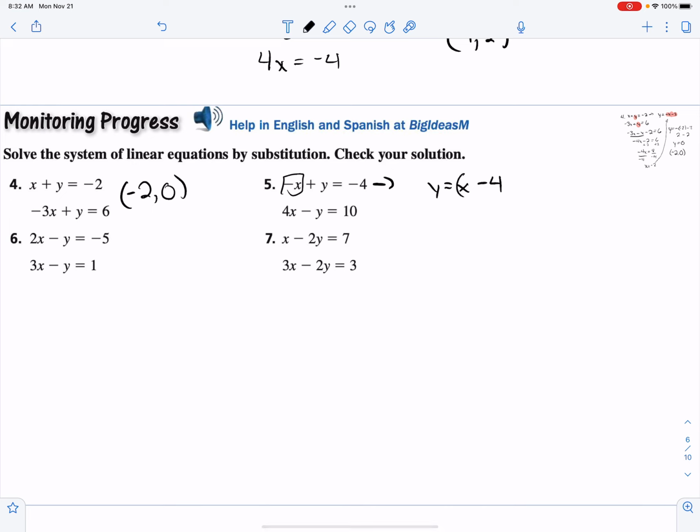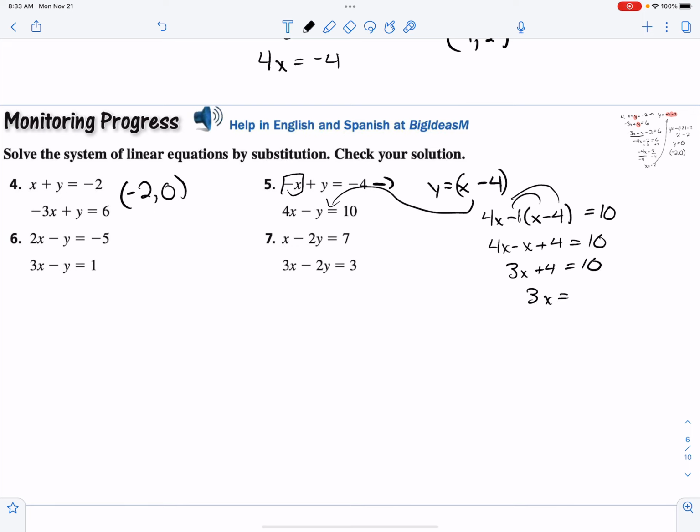I'm going to take x minus 4, and I'm going to plug it in for y. Now, the reason I put parentheses around it is because there's a negative sign in front of it instead of a positive. When I have a negative sign in front of it, that's going to do something different. I have to distribute the negative to both terms, so it's going to be negative x plus 4 when I go to combine terms here. The reason for that is because there's a negative 1 there that changes everything. So now I get 3x plus 4 equals 10, 3x equals 6, and I get x equals 2.